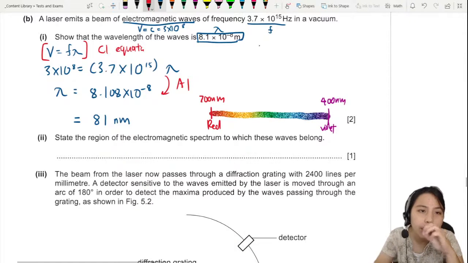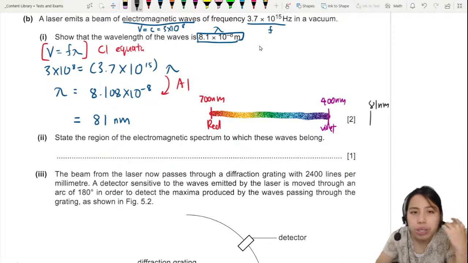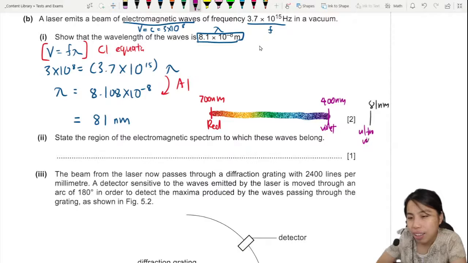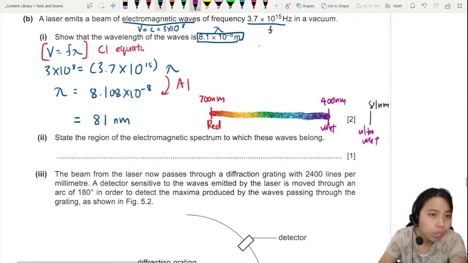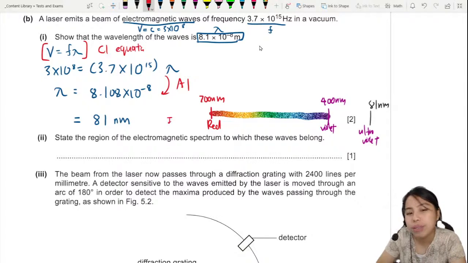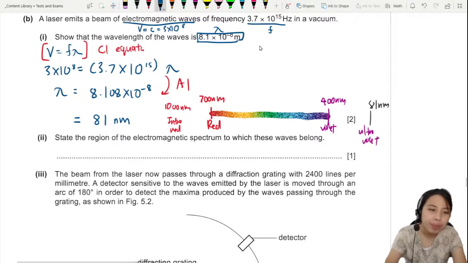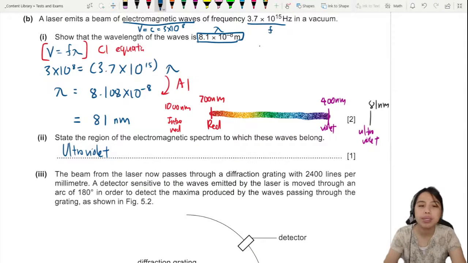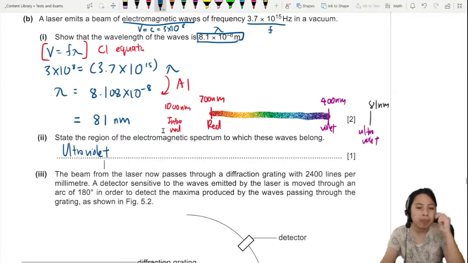So this 81 is really smaller, on this end. What's smaller than violet? Ultraviolet. What's longer than red? Infrared, which is like 1,000 or a few thousand nanometers. So I'm just going with ultraviolet. So go memorize the electromagnetic spectrum, the numbers, at least the wavelength or frequency.